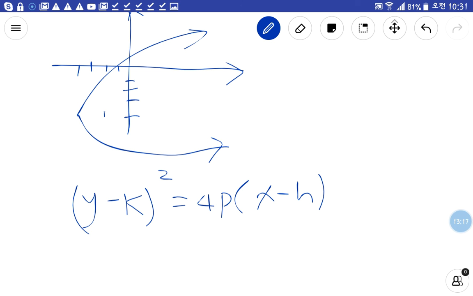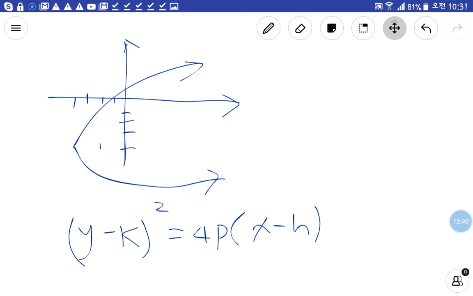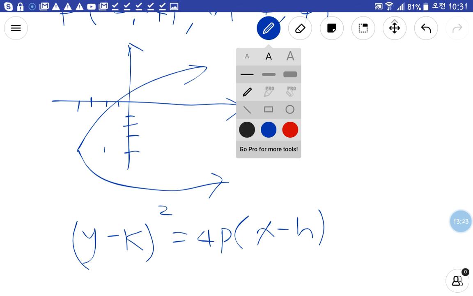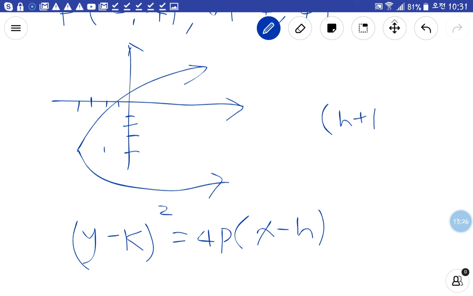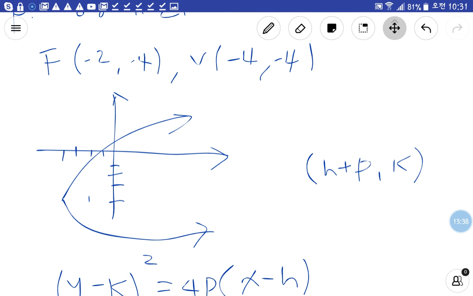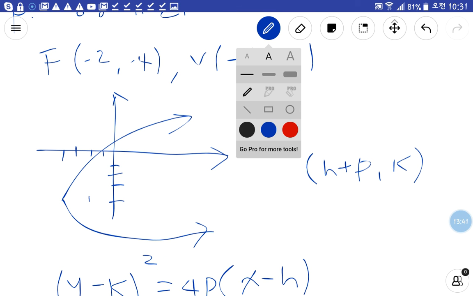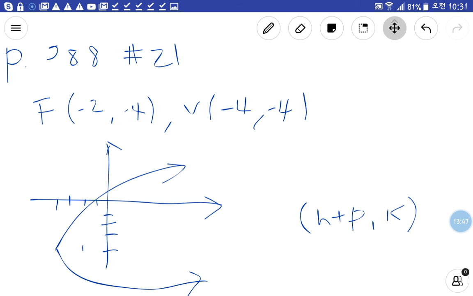So how can we find the p, guys? What should we use? (h plus p, k). That's what we need to look at, right? We always pay attention to our x coordinate because k is going to be the same. So where's my h, guys? In the vertex. The vertex directly gave us the h and k, so I can get my h from here, which is -4, and then this is my k. So now, -4 plus p equals -2.